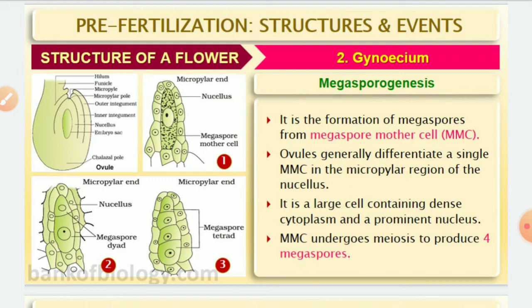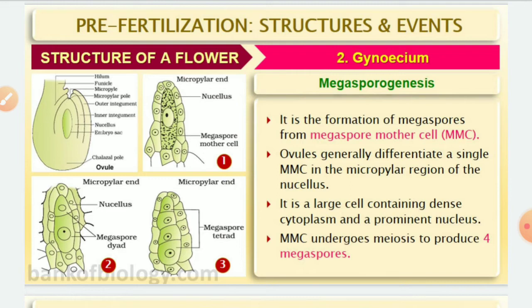It is a large cell containing dense cytoplasm and a prominent nucleus. In this, the megaspore mother cell is a very large cell which contains dense cytoplasm and a prominent nucellus. Now, nucellus provides nutrition to the embryo sac.